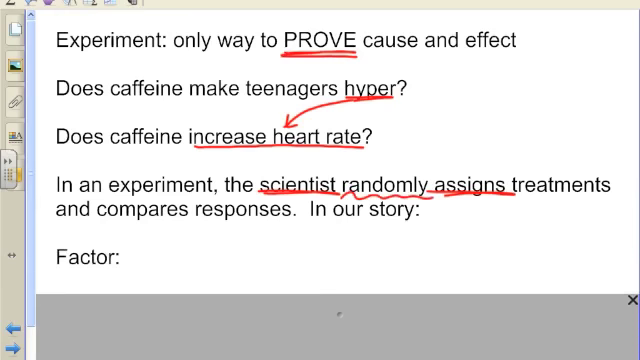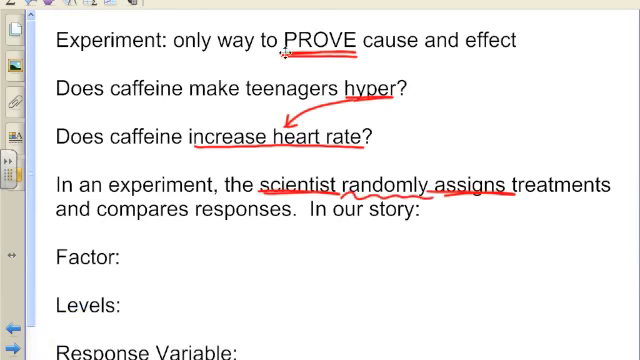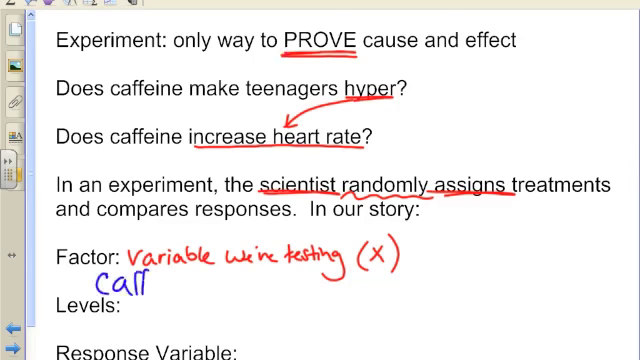So in our story, we're going to define some words here. We need to talk about a factor. A factor is the variable we're kind of testing out. So you want to think in terms of like your algebra class. This would be your x variable, the independent variable, the explanatory variable. So in this case, the variable that I think is changing how students react would be the caffeine. Okay? So in our experiment, caffeine is the variable I want to test, that I want to try out.